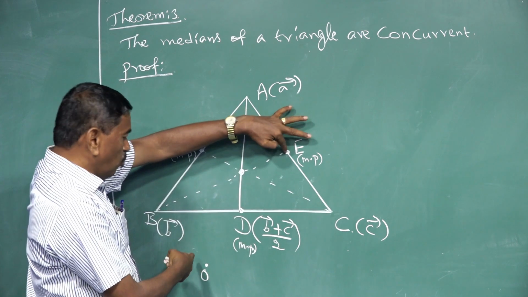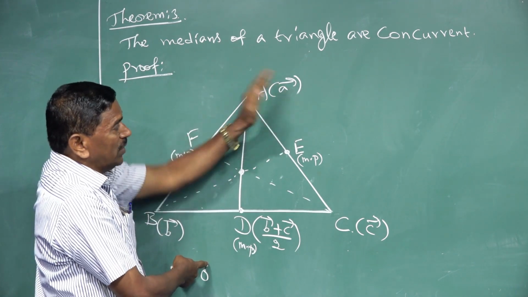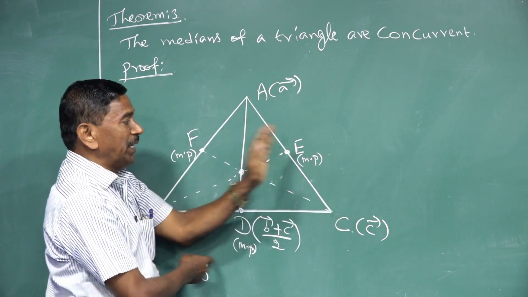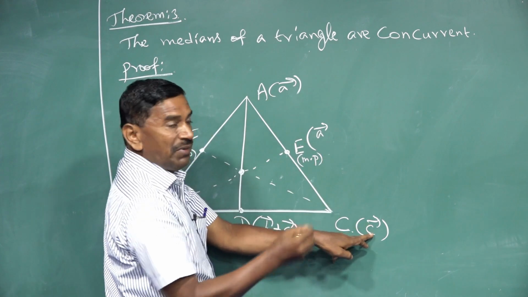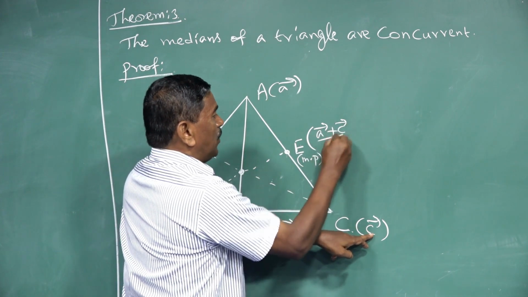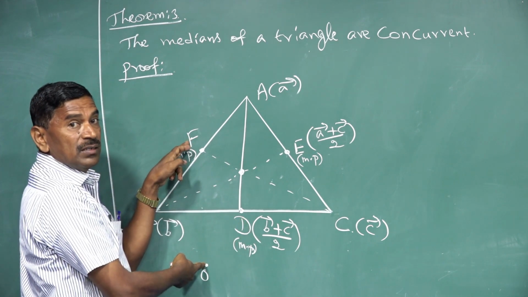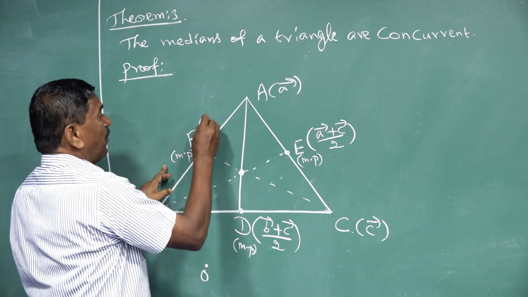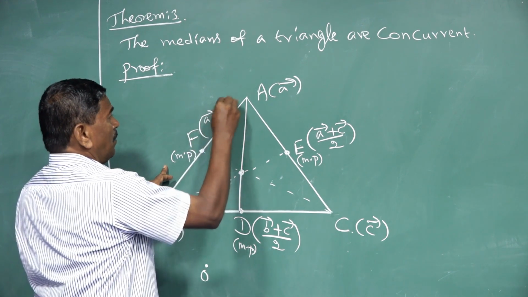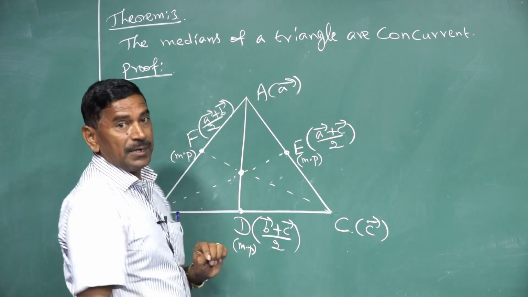Next, what is OE vector equal to? Yes, OE vector is equal to A vector plus C vector by 2. Next, OF vector is equal to A vector plus B vector by 2. So, the initial theory portion is completed.